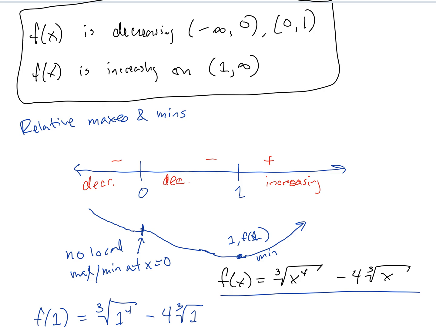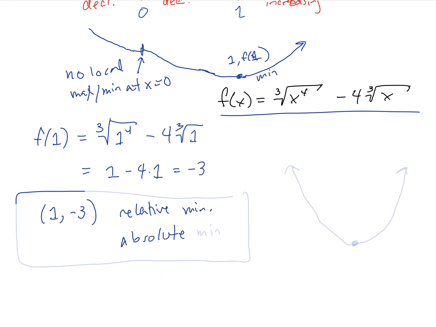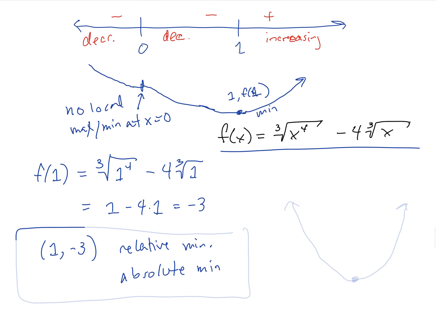In fact, it's also an absolute minimum because the function is decreasing everywhere before that and increasing everywhere after that, except at x equals 0. So there's not going to be any point lower than the point x equals 1, y equals -3. So this is both a relative min and an absolute minimum.